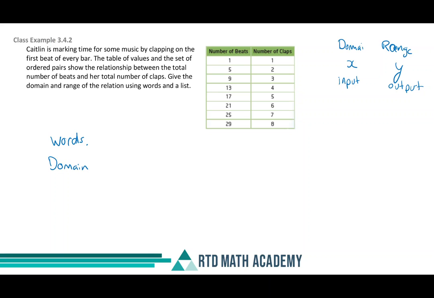So the domain is the number of beats, and the range is the number of claps.